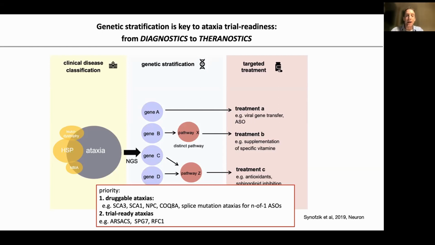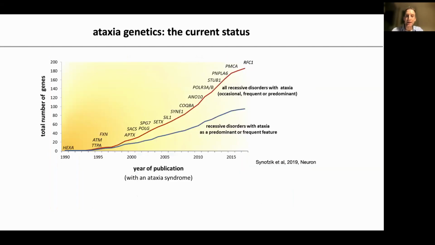And for some other diseases, we do not yet have drugs on the horizon, but we make them trial ready, like RSARC, SPG7, RC1, meaning putting all the ingredients together to put them to trial. Once a compound or an ASO is available, then we can directly start with the treatment trials. So this is really a new perspective in the 2020s, and this is why we need the genetic certification.